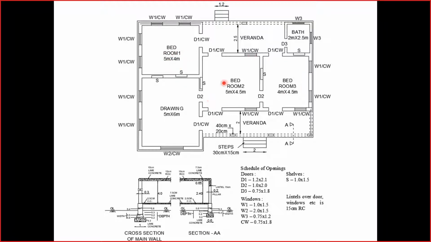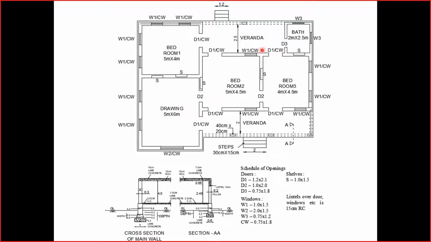Similarly, later on I'll move on to bedrooms number 2 and 3, and later on the front veranda. I'm calling this area the front veranda and this the backside veranda. So we can group together a few things and do the calculations. The schedule of openings is also given, and the cross section of the main wall is given.